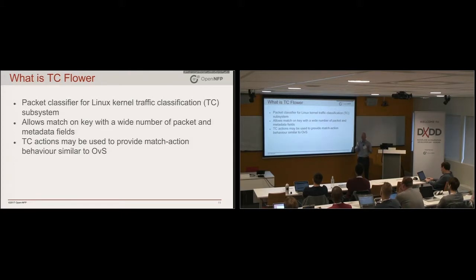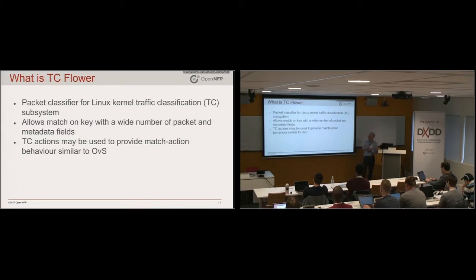So it allows a match on a packet with quite a wide key. This is quite similar to the way OVS works. And TC also provides actions, which allow you to do things like output a packet to a given port, of course, drop a packet, maybe add some VLANs, modify the packet, and so on. Again, this is fairly similar to OVS actions.